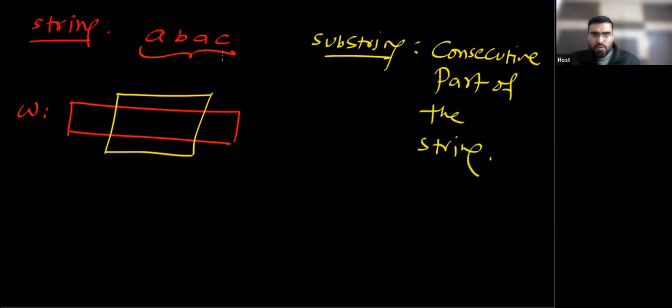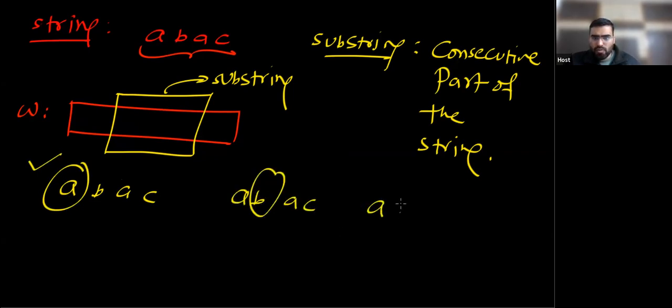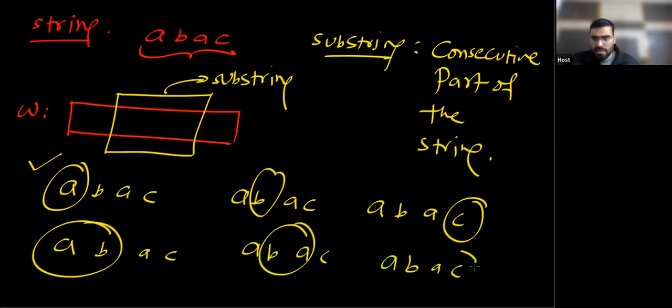So for example, for this string, how many substrings? This is your substring, a consecutive part of it. For example, if you have this string a b a c, then this is a substring. Then this a is a substring, but we have already counted it. This c is a substring. Then this is a substring, this is a substring. Consecutive part you have to take. So that's the point.